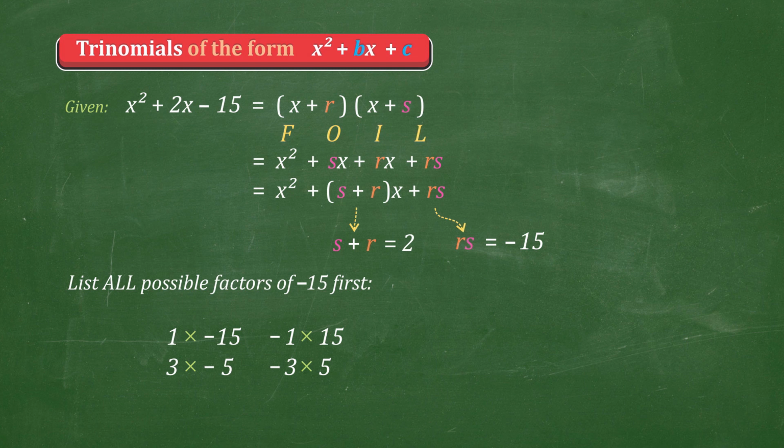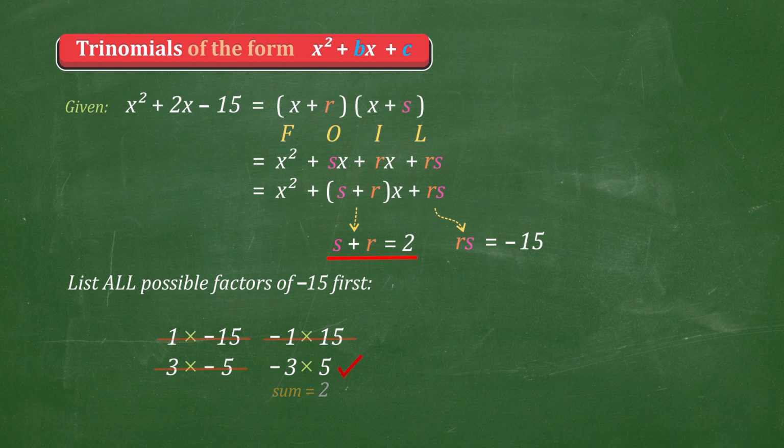This time, let us consider the second condition. Their sum should be equal to 2. Let's check each pair. The sum of 1 and negative 15 is negative 14. That doesn't satisfy the condition, so those are wrong values of r and s. Next pair. The sum of negative 1 and 15 is 14. Another wrong pair. Next. The sum of 3 and negative 5 is negative 2. It still doesn't sum up to 2. Last chance. The sum of negative 3 and 5 is 2. Finally, we satisfy the second condition.